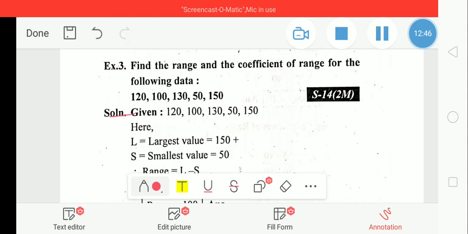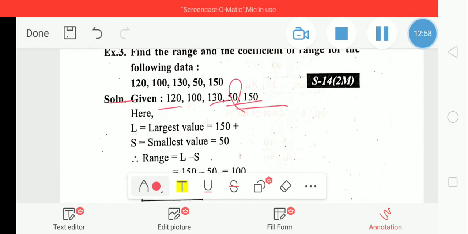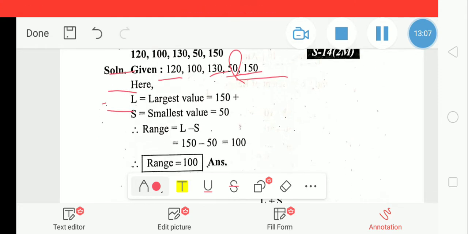The given data is 120, 100, 130, 50 and 150. Here the smallest is 50 and the highest is 150. So L is equal to the largest value, that is 150, and S is the smallest value, that is 50. Range is L minus S, that is 150 minus 50, which is 100. So 100 is the range of this given data.